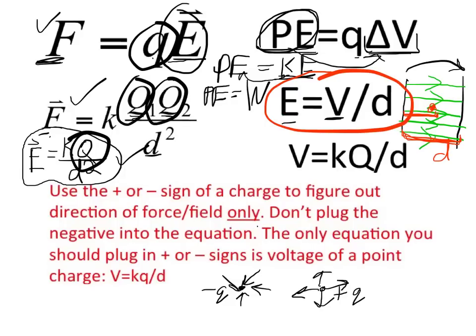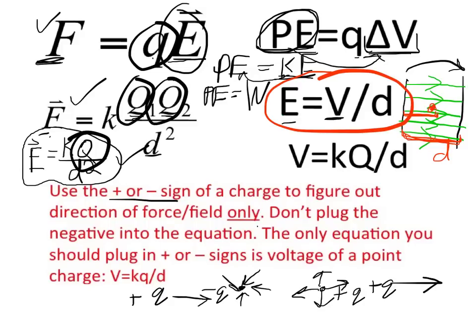Okay? So use what you know about how field lines point and how forces would go. For example, if I put another positive here, it would get pushed away from the positive, but another positive here would get pulled toward the negative. Use what you know about fields and forces to figure out the direction. Do not include the positive or negative sign in the equation.